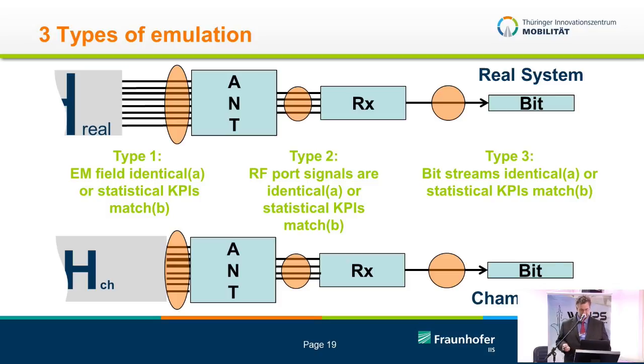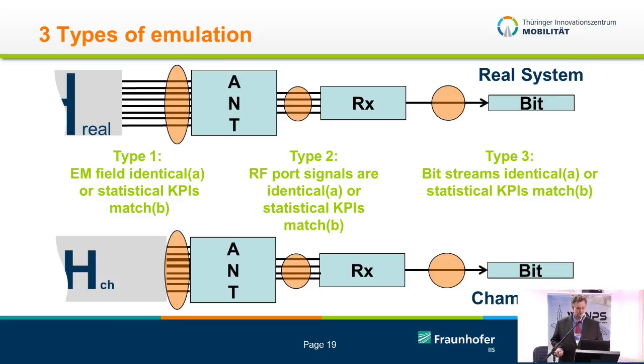Type 1 is you want to emulate the exact electromagnetic field. Either exactly, this is what I call A, or stochastically, this is B. Typically, if you want to do it only stochastically, you can get away with it cheaper, but you cannot reproduce exactly the same field again.